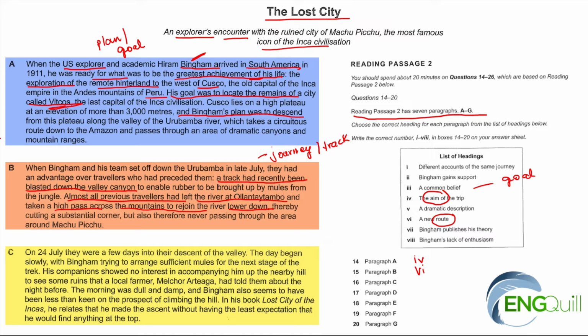Again, I'm going to look at the passage here. On the 24th, there were few days remaining. The day began slowly, with Bingham trying to arrange sufficient mules for the next stage. His companion showed no interest in accompanying him, and the morning was dull and damp. Bingham also seemed to have been less keen on the prospect. So what is this entire passage talking about? See, the morning was dull, the companion didn't show any interest. Bingham also was less keen, less enthusiastic, he didn't have any energy. That is what we summarized.